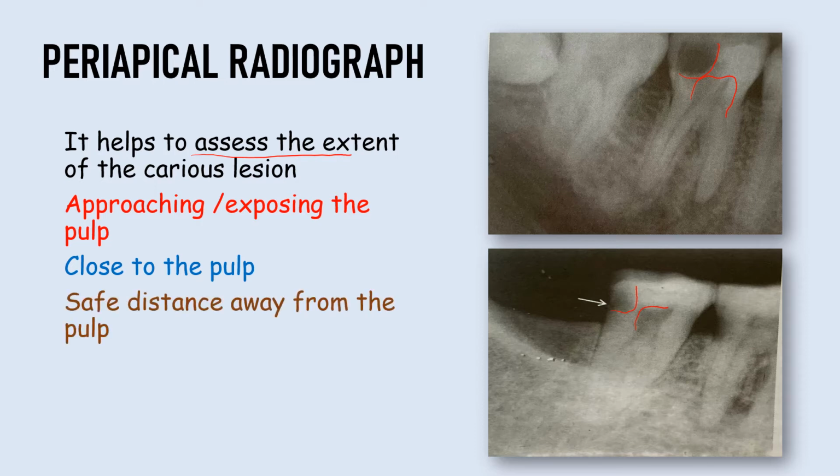Now, the third situation that will arise is that the lesion is a safe distance away from the pulp. Look at the same radiograph. If this is the outline of the pulp, and this is the lesion, it is a safe distance away from the pulp. Here you can do a normal restoration in which you can give a base and then follow it with a metallic restoration or some other permanent restoration.